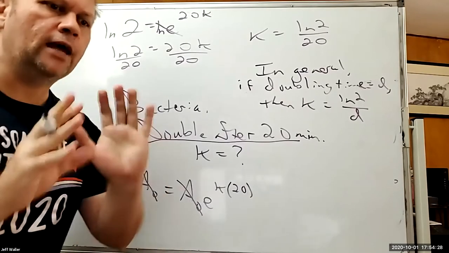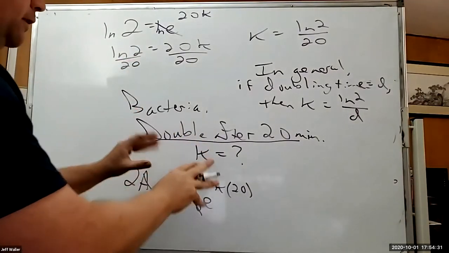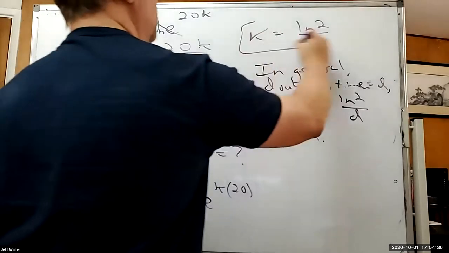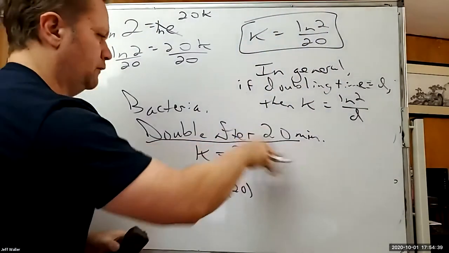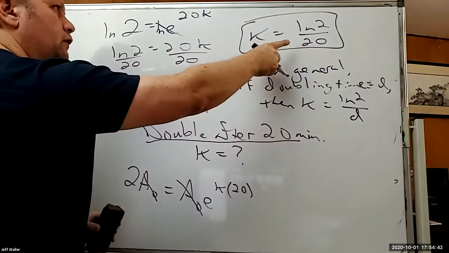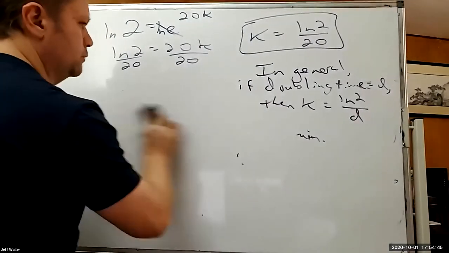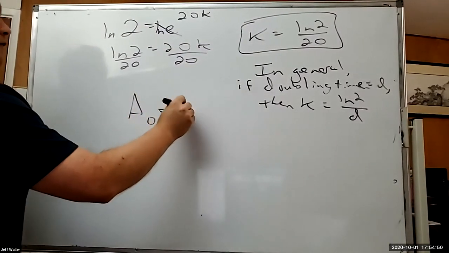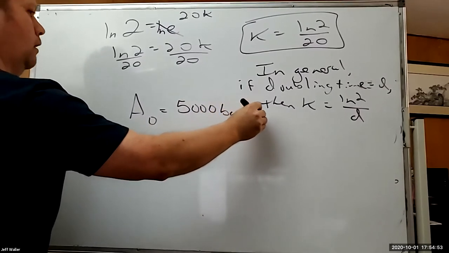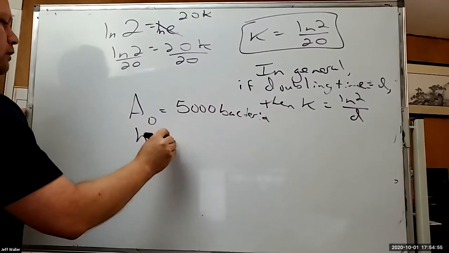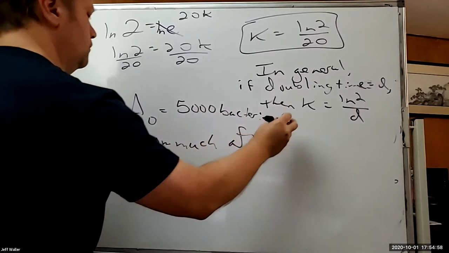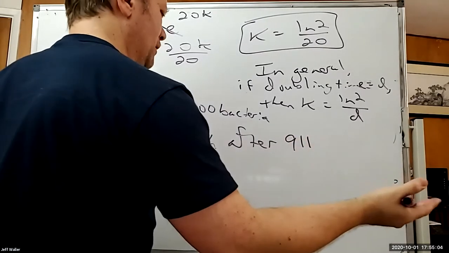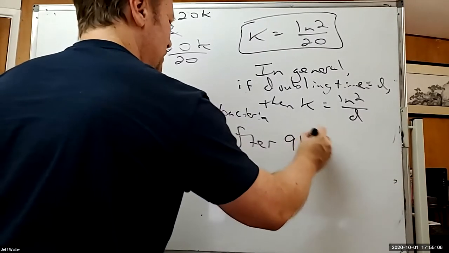Very interesting. So now, if I have the same bacteria, right? So we have discovered that this is K for this bacteria, isn't it? I was wrong. It's not 50, it's 20. We're fine. That's the K we discovered, right? So that's what's true for this bacteria in the solution. So if I did have 5,000 bacteria to start with, how much would there be after 910 minutes?